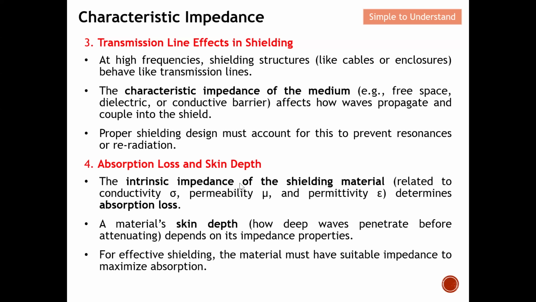The intrinsic impedance of the shielding material is related to the conductivity and the permeability, and they will determine what the absorption loss will be. The material skin depth depends on how deep the wave is able to penetrate, and it depends on the impedance property. I have also discussed what skin depth is. Skin depth mainly happens at a higher frequency. So in order to have effective shielding, the material must have a suitable impedance so as to maximize absorption.